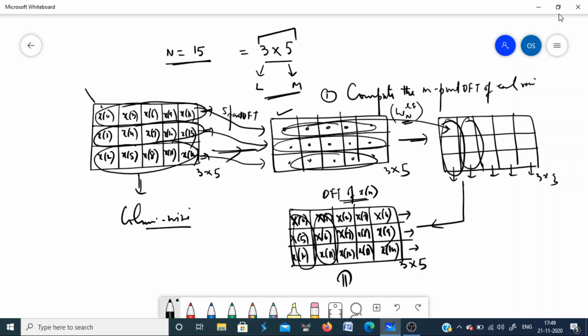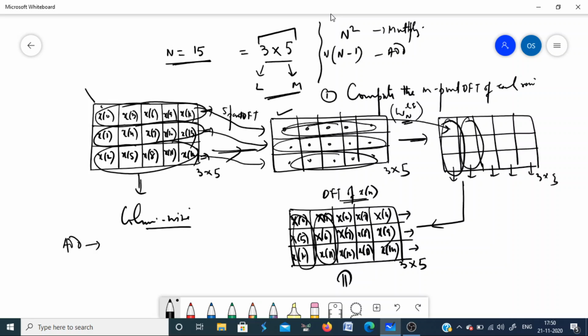Now we will see how it is more efficient than the direct computation of DFT. In the direct computation, we have seen that to compute the N-point DFT, you need N squared multiplications and N minus 1 into N additions. Now using this approach, it seems to be more complex, but if you compute its computational complexity, how many additions will be required?